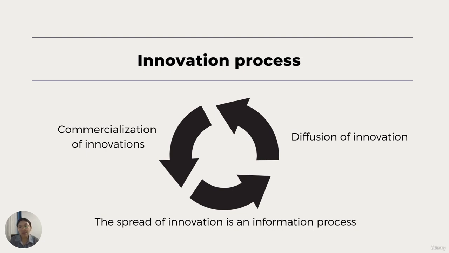So the first one is commercialization of innovations, and it's the process of turning an invention into an innovation through its introduction to the market, commercial use, and obtaining an economic effect. The next one is the spread of innovation, and it's an information process, the form and speed of which depends on the power of communication channels, the promotion, the peculiarities of the perception of information by economic entities, their ability to use the information received in practice, and so on. The last one is the diffusion of innovation, the process by which innovation is transmitted through communication channels between members of a social system over time.